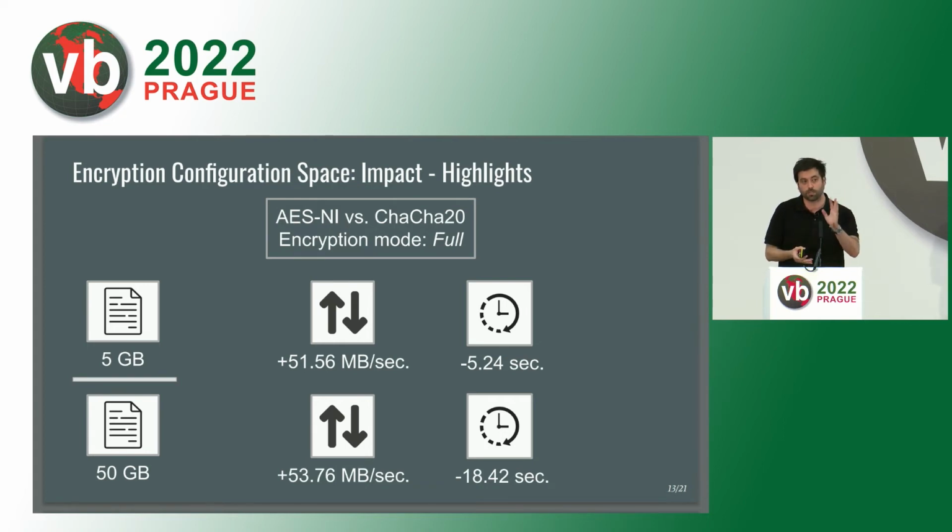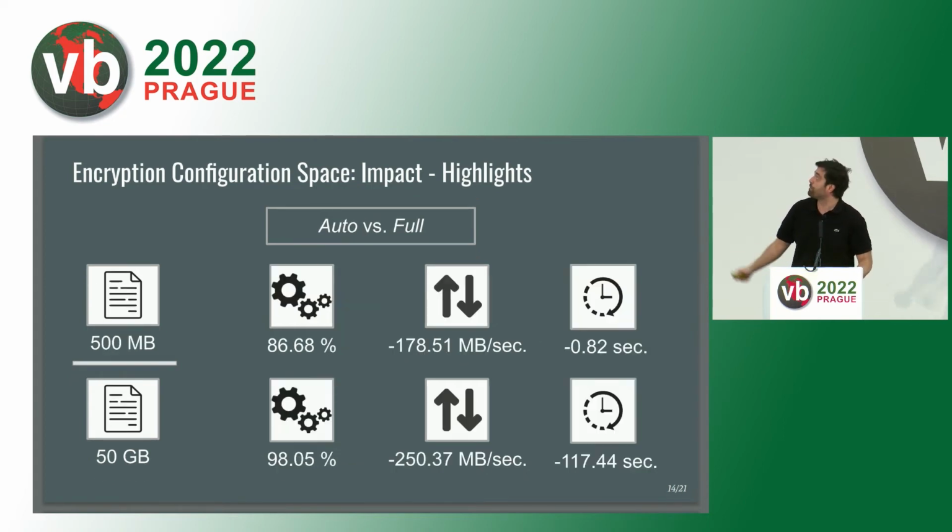So the file is completely encrypted there. In this scenario, we measure the impact of using the auto encryption mode versus full. Just to remind, the auto was this complex if-then kind of a scenario that applies different individual encryption modes depending on file sizes. So for 500 megabytes, we recorded a reduction this time of around 178 megabytes per second in the data throughput.